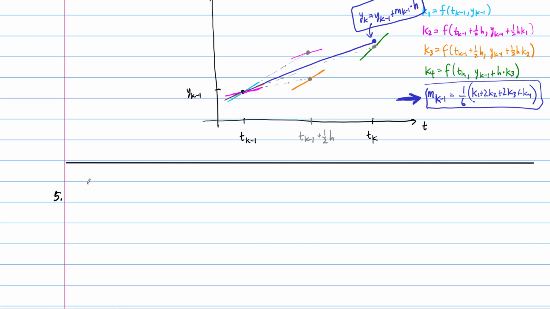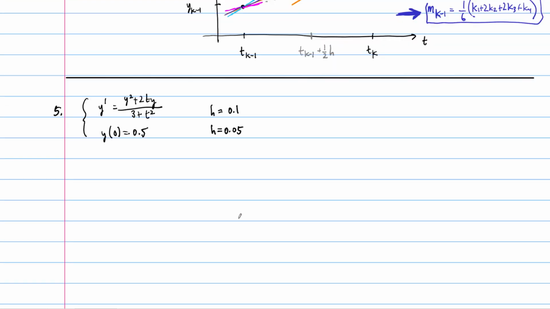But here's what I'd like to do. I want to check all 3 of these methods with this differential equation: y prime equal to y squared plus 2ty, divided by 3 plus t squared. The initial value is y of 0 equal to 1/2, 0.5. And I want to do this with 2 step sizes for each of them: 0.1 and 0.05. All right.